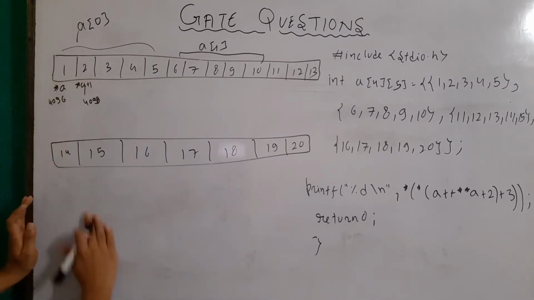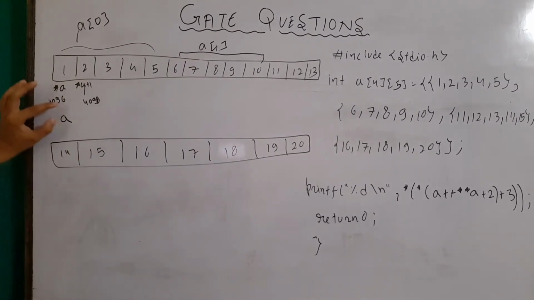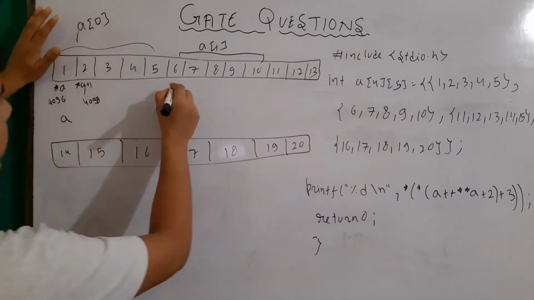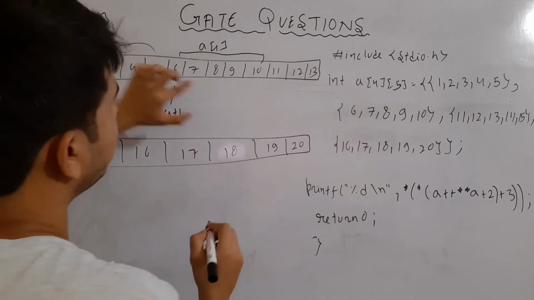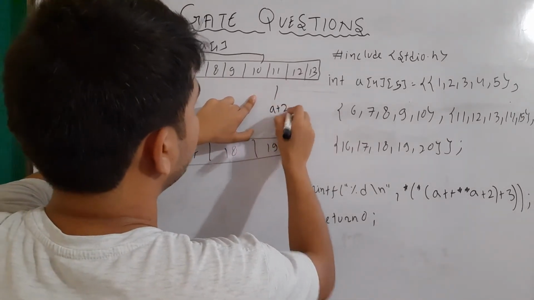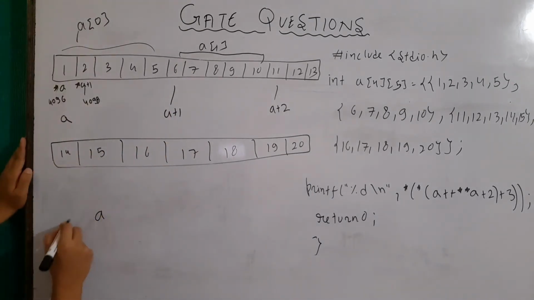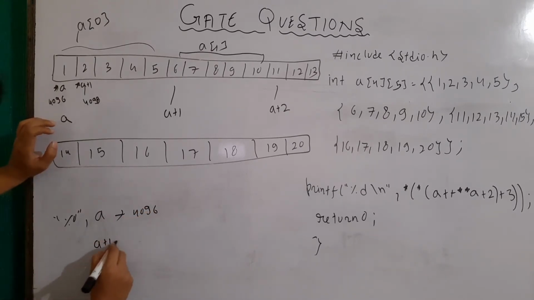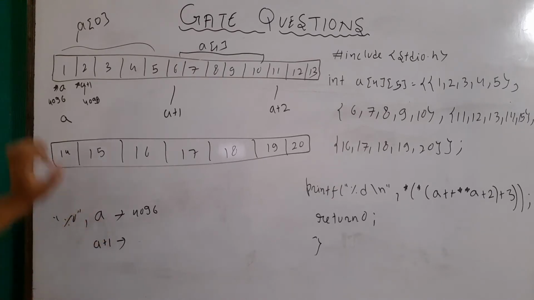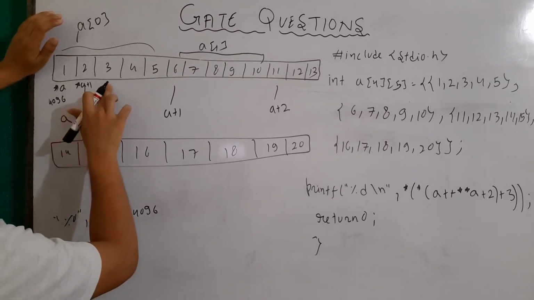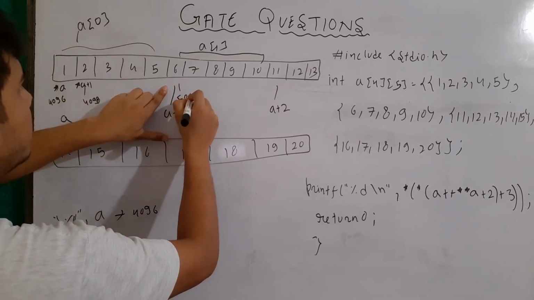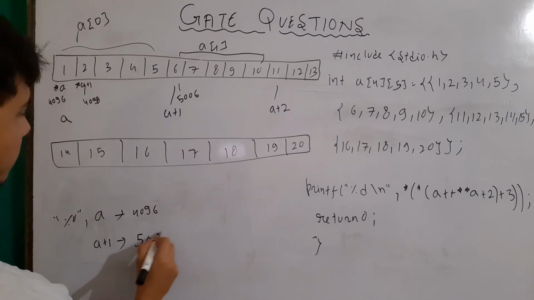Now one more thing is that A will tell me the base address of our first one-dimensional array. Similarly, A + 1 will point to this location, A + 2 will point to this location. Now if I write printf of %u A, it will give me the address 4096. And if I do A + 1, what address will it be pointing to? Let's say this is 98, then 0, then 2, then 4, then 6. So this will be 5006, and it will give me output as 5006.